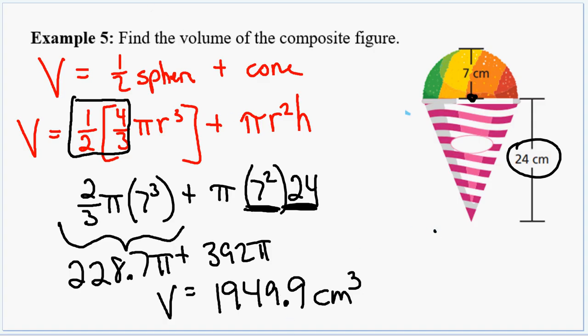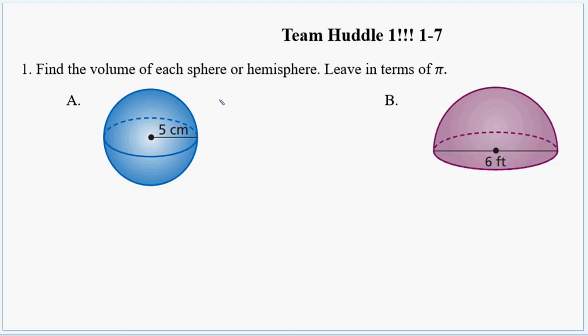All right, I believe that's the last example. So here's a great spot. Pause the video, try these practice problems, and then start the video back up. See if you got them right.